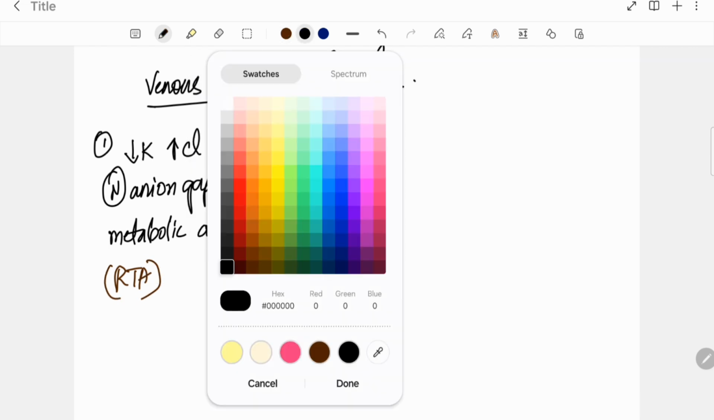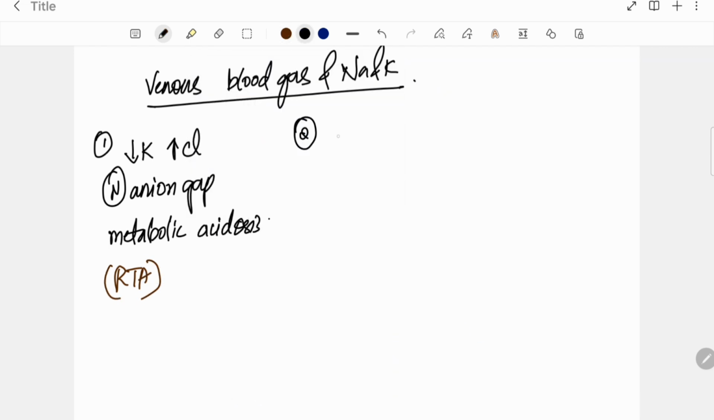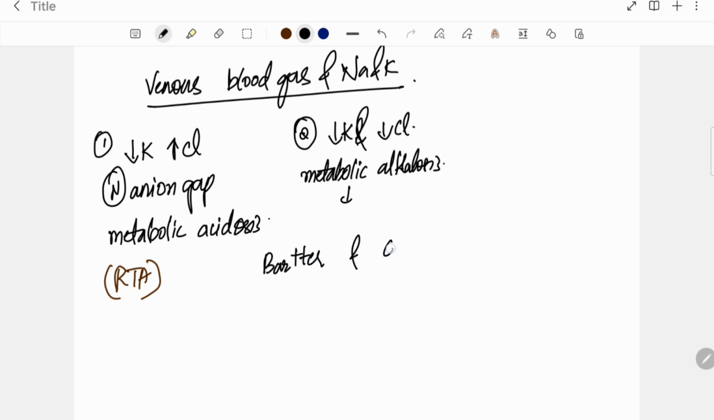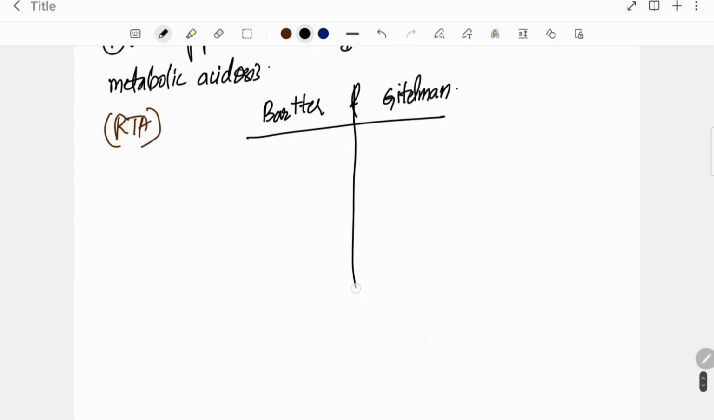And the second situation, if serum potassium is low and also the serum chloride is low, it is termed as metabolic alkalosis, which is seen in Bartter and Gitelman syndrome. So what is the difference between the two?